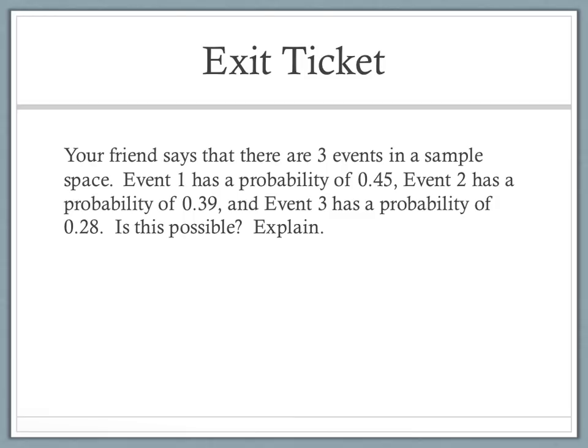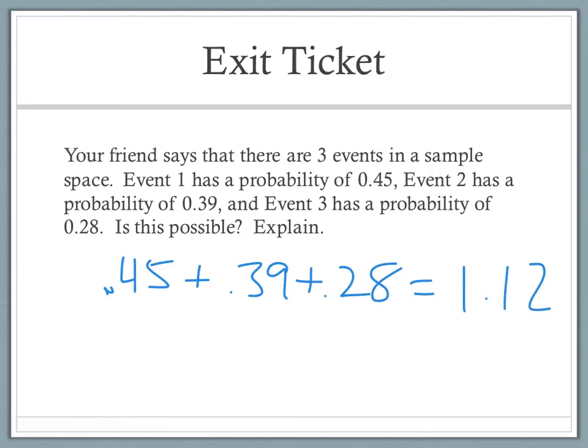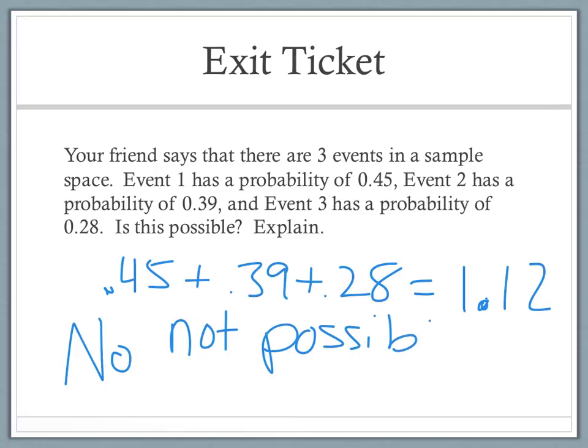So let's add these up. 0.45 plus 0.39 plus 0.28. Okay, when we add those, we get 1.12. So that's 112%. Okay, that's above 1, so no, this is not possible. And the reason, and you can go ahead and write it down when you explain, is because it's greater than 1, so it doesn't add up to 1.